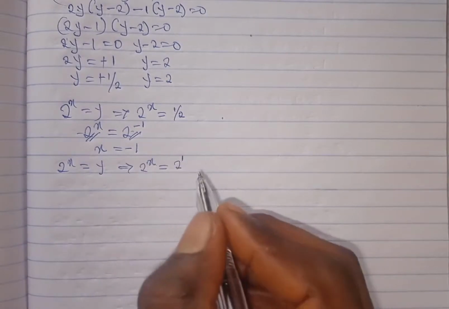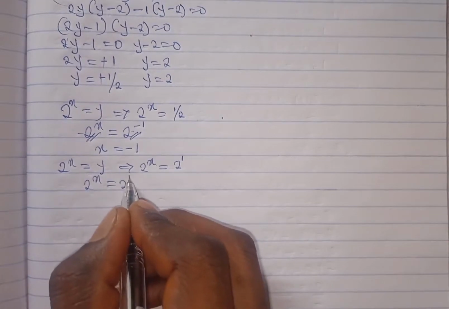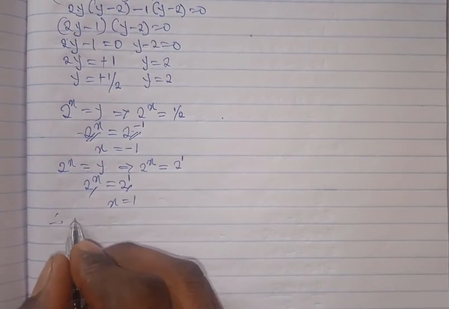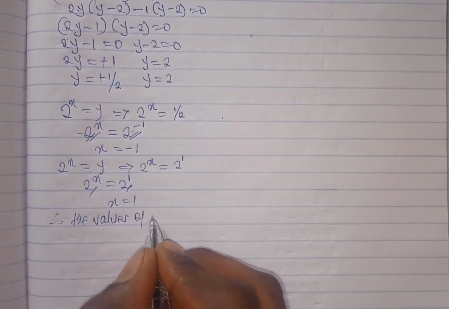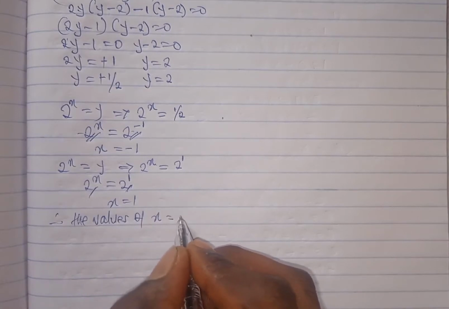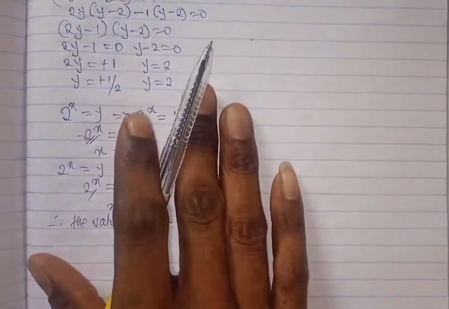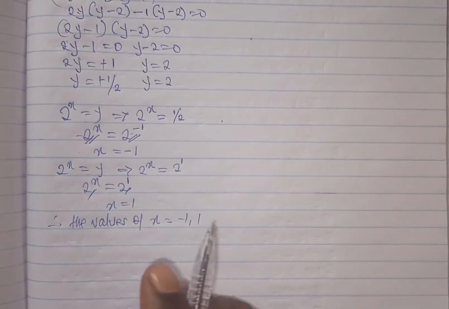Don't forget it's raised to the power of 1. So 2x is equal to 2 raised to the power of 1. Then 2 will cancel 2, then your x will be equal to 1. So therefore, the value of x is minus 1 and 1. If you want to check whether it's correct, you just simply put 1 in the original equation, and you see that you are going to get 0. So that is it.